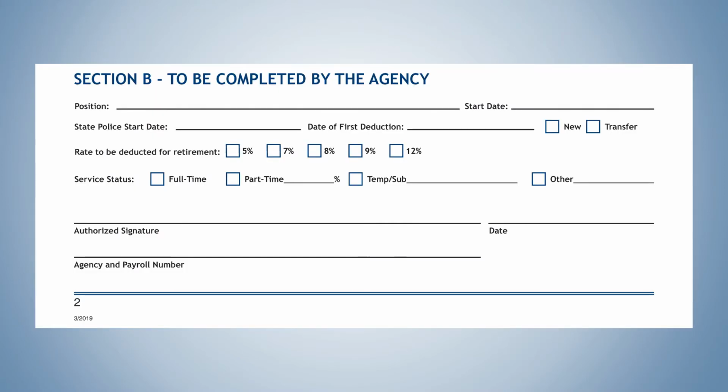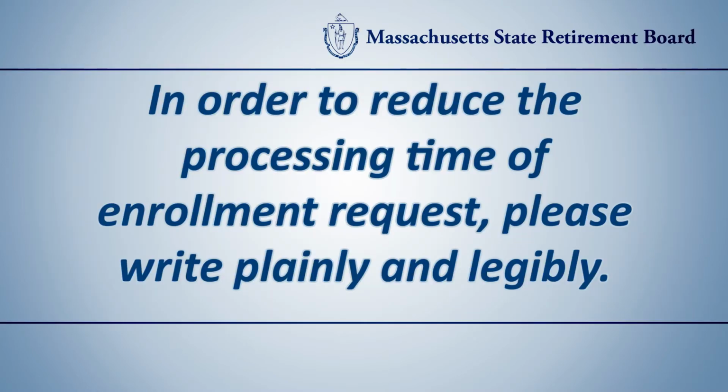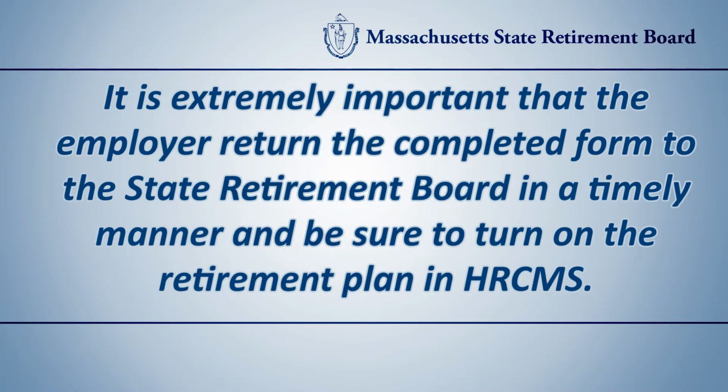It is important to note that the completed form must be signed and dated by an authorized person, and the full agency name and payroll number must be written on the form. In order to reduce the processing time of an employee's enrollment request, please write as plainly and as legibly as possible so board staff can easily read what is written. It is extremely important that the employer return the completed form to the State Retirement Board in a timely manner and be sure to turn on the retirement plan in HR CMS.